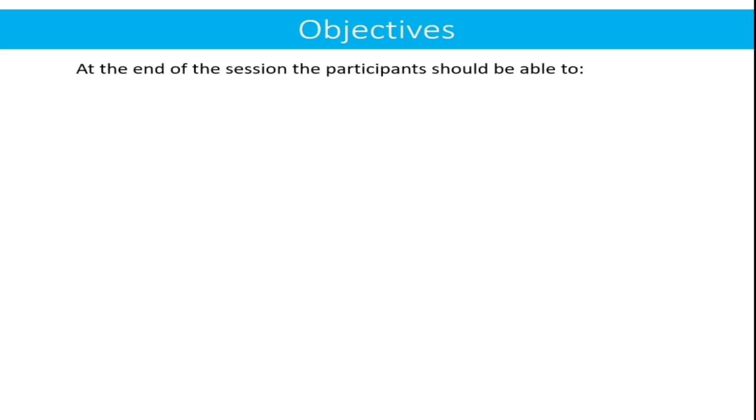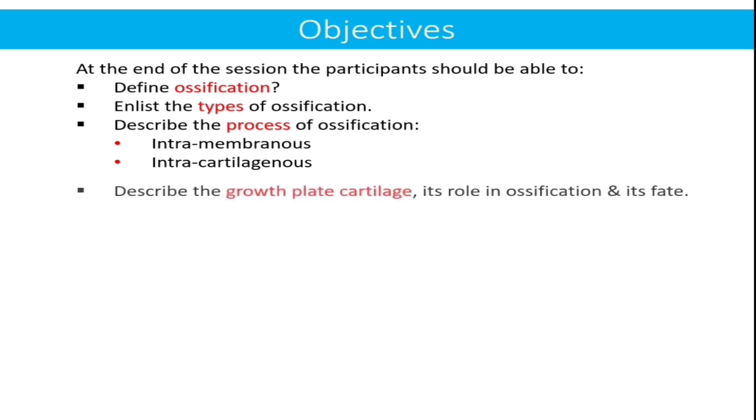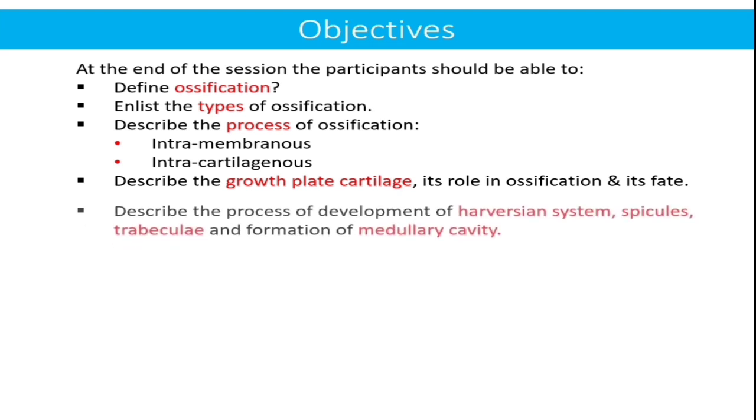The lecture for today is about the ossification or bone formation. The fourth session in the series about skeleton. So at the end of this session, the participant should be able to define ossification and list the types of ossification, describe the process of ossification, that is intramembranous and intracartilaginous. Describe the growth plate, cartilage, its role in ossification and its fate.